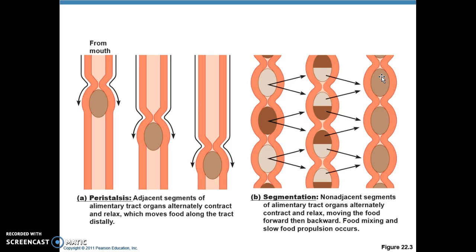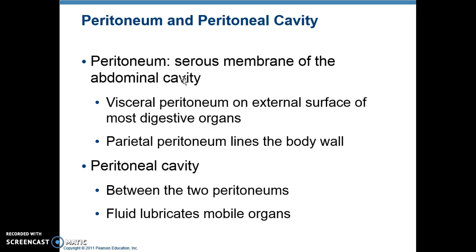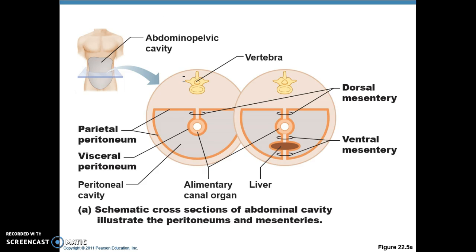Then I'm going to go back one slide and point out that you have one more layer on the very outside of your GI tract. This is the peritoneum. This is the serous membrane that covers your abdominal cavity. So if you look here, we'll go over the two layers of it.